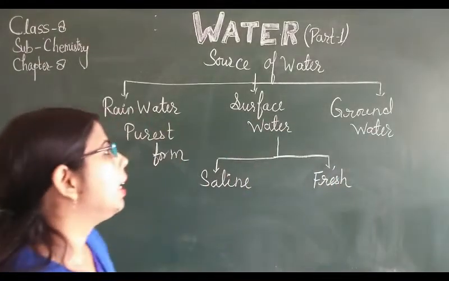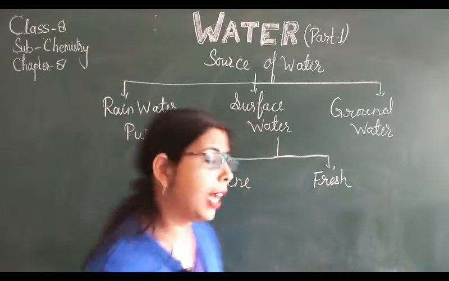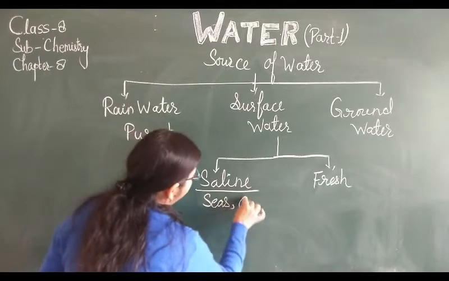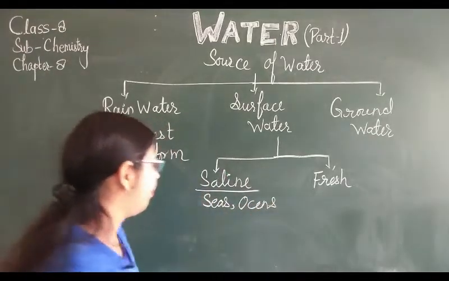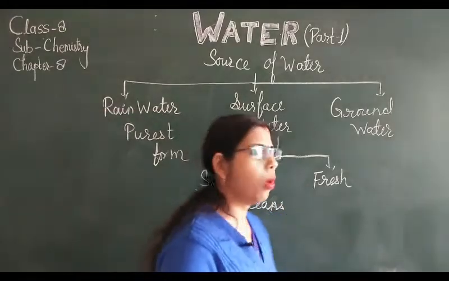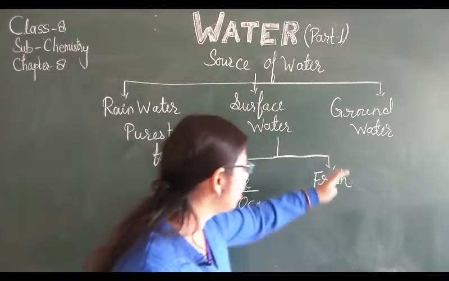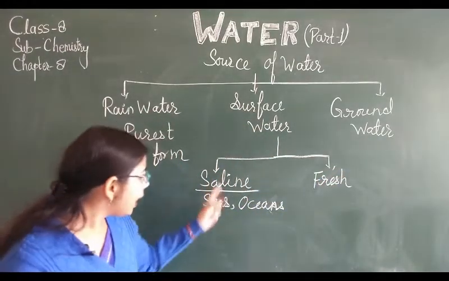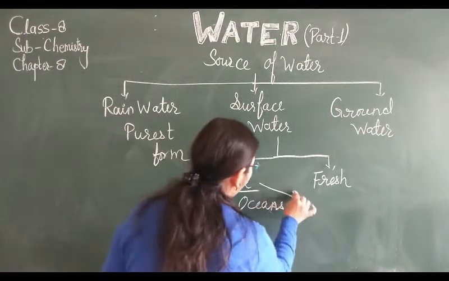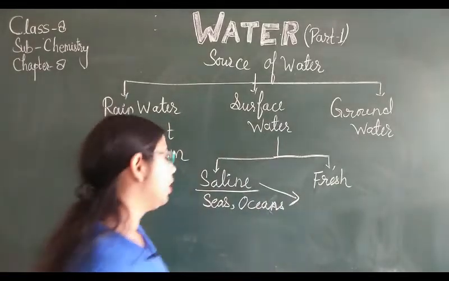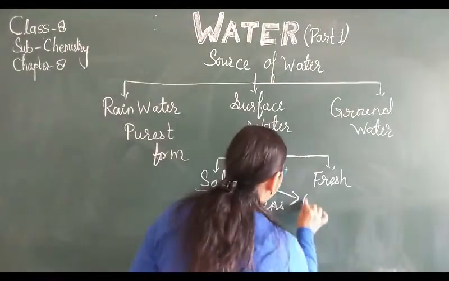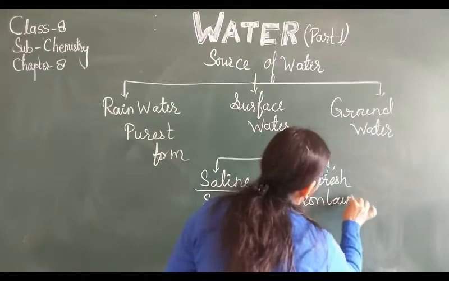Now, saline water consists of sea and ocean water. Fresh water consists of ponds, rivers and lakes. Now why are sea and ocean water considered saline water? Because they contain salt in them, they contain soluble salt.